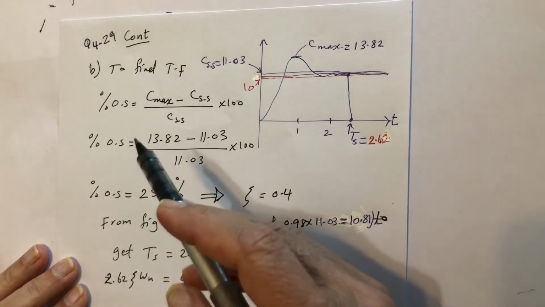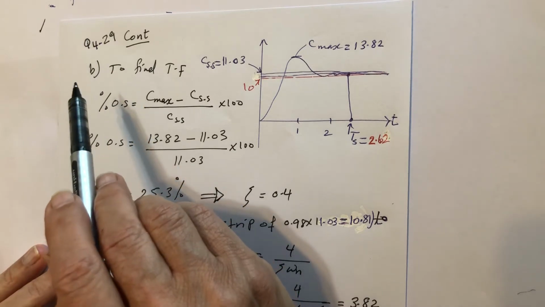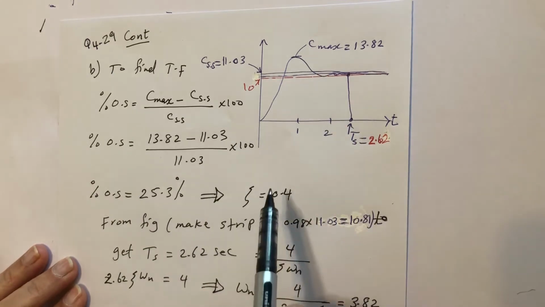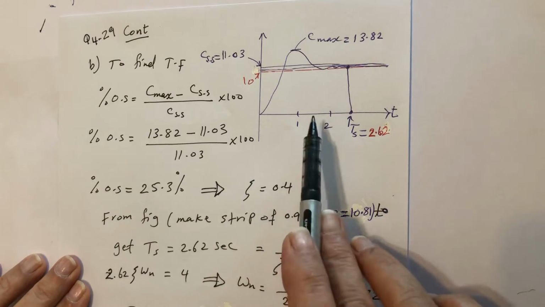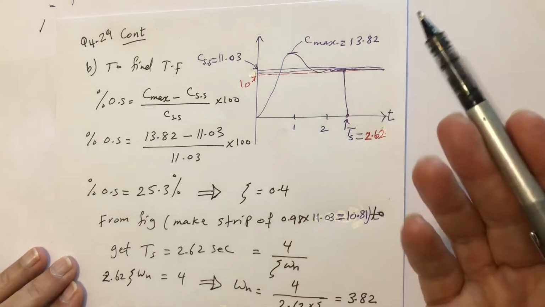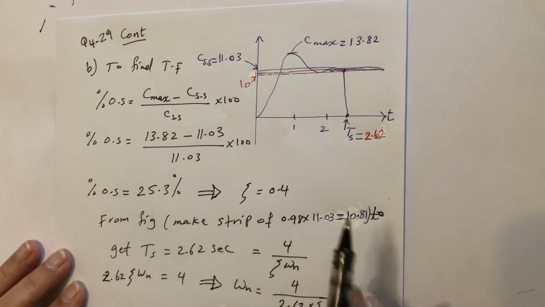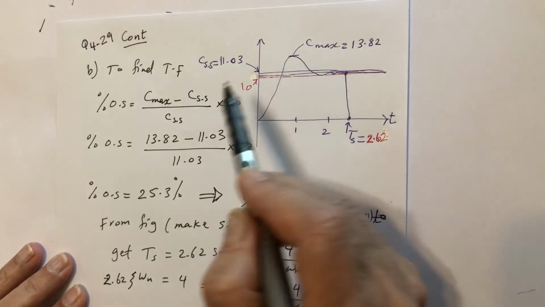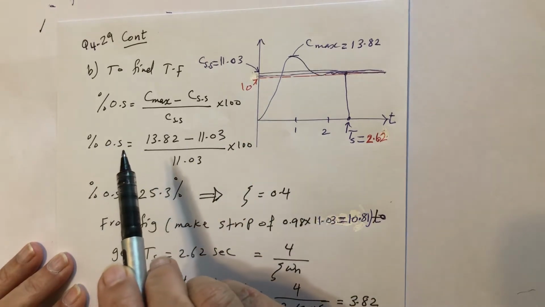We ended the last video with question 4.29. I solved part A, which was for a first order system. Now we take a second order system. He's saying this is the response of a second order system. Otherwise, when you go into these responses, you cannot tell if it's a second or higher order system. I have the second order system response, and he's giving me the maximum value here and the steady state value, and that's all.